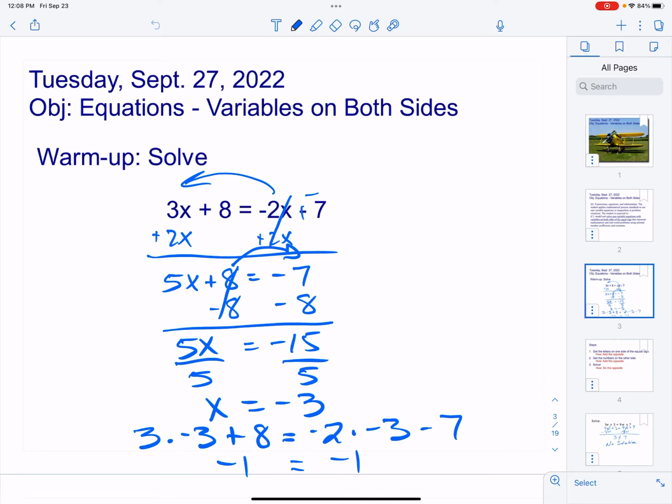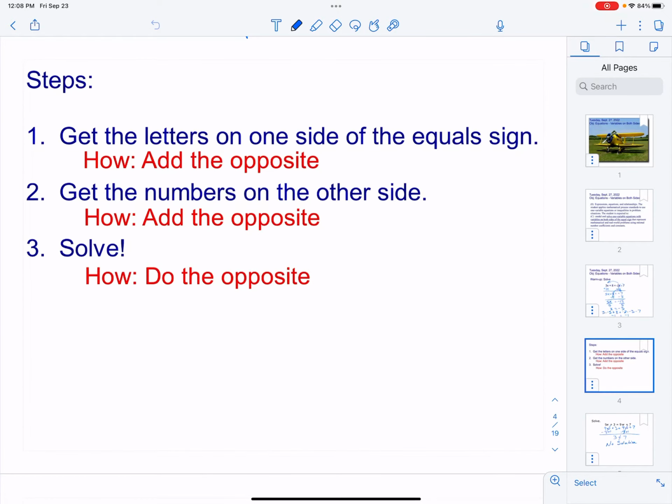Okay, and we know that when we're dealing with equations with variables on both sides, there's three basic steps. Get the letters on one side of the equal sign. How do I do that? I add the opposite. Get the numbers on the other side of the equal sign. How do I do that? Again, add the opposite. Now, it doesn't say get the letters on the left or get the letters on the right. It just says to one side. So it doesn't really matter which side you move them on. Whatever side you move your letters on, the numbers have to be on the other side. And then last but not least, we solve, because you're going to have either a multiply or a divide problem.